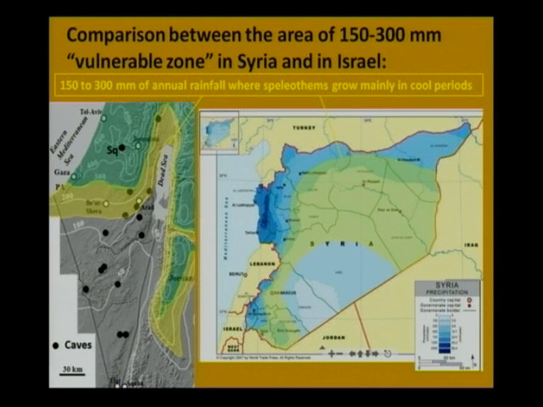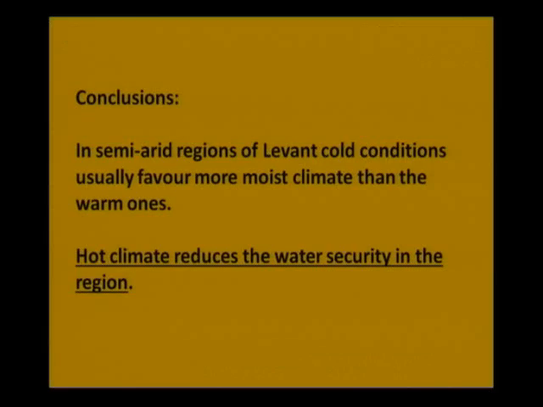And okay, so this made our conclusions of the desert study: in semi-arid regions of the Levant, cold conditions usually favor a more moist climate than the warm ones, and a hot climate reduces the water security in the region.